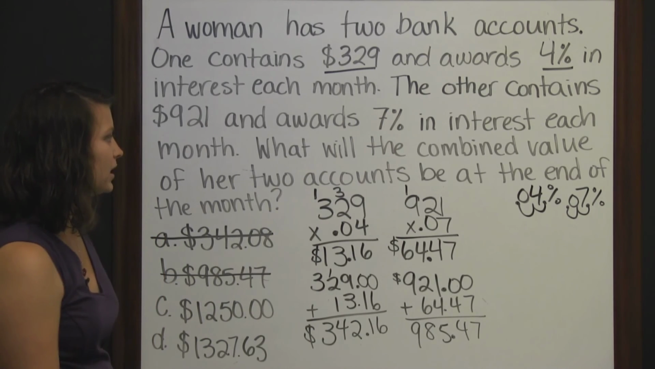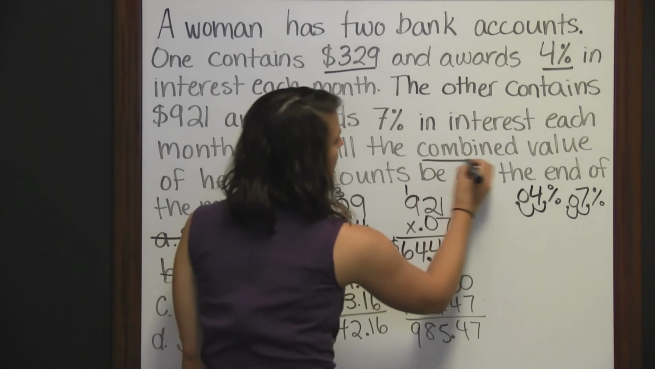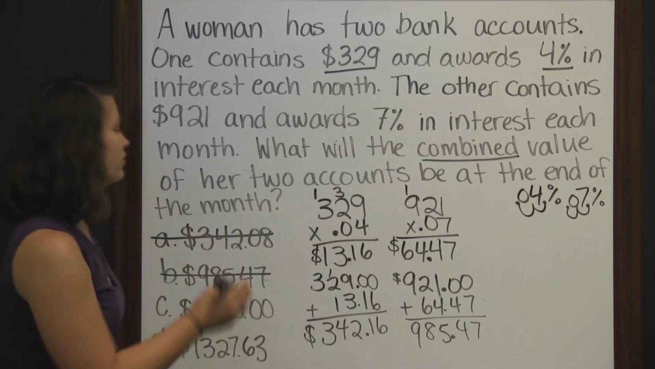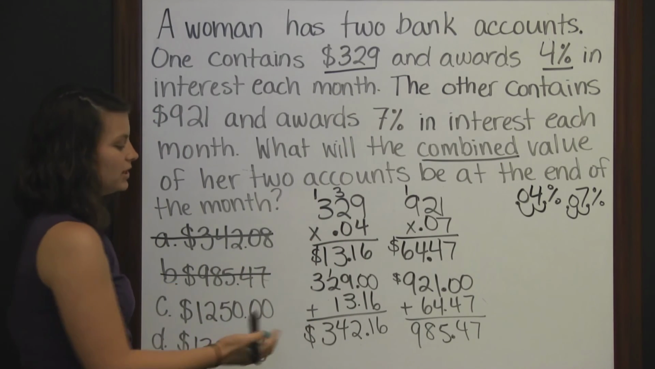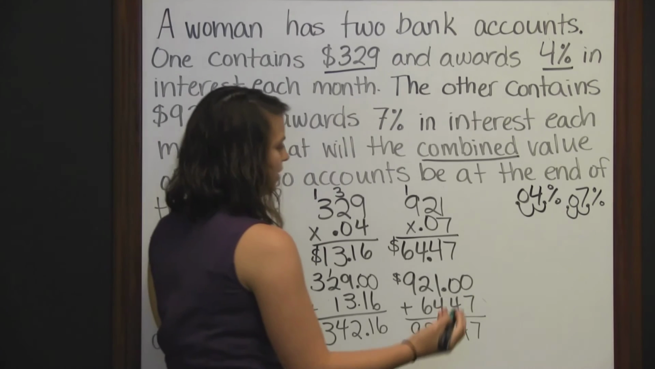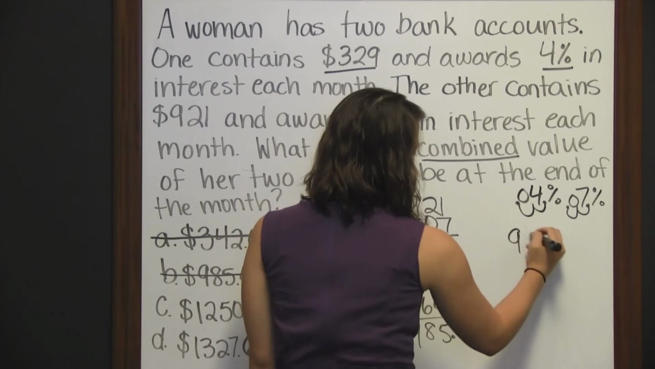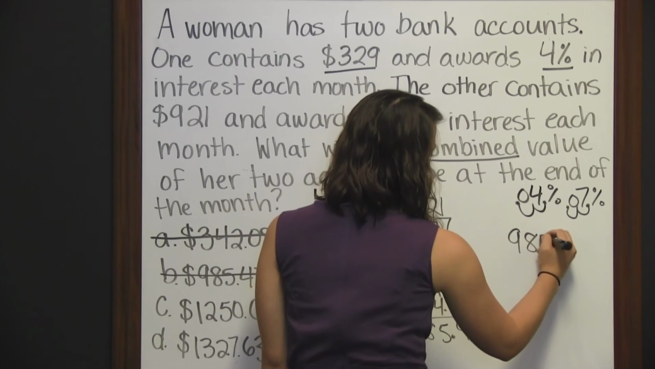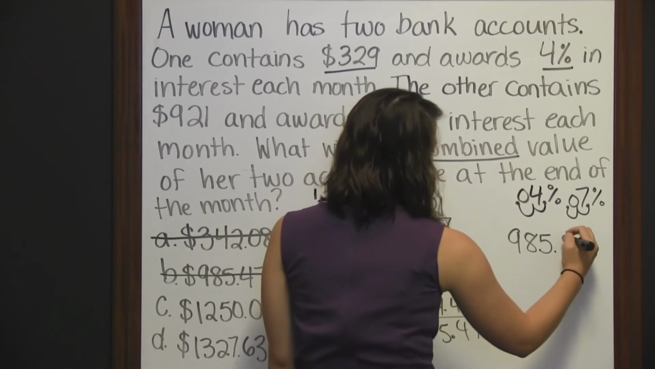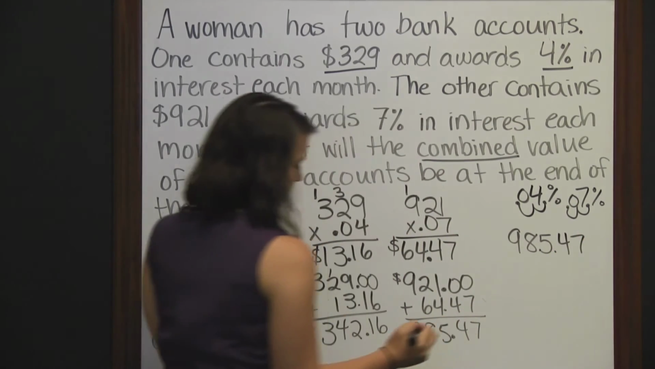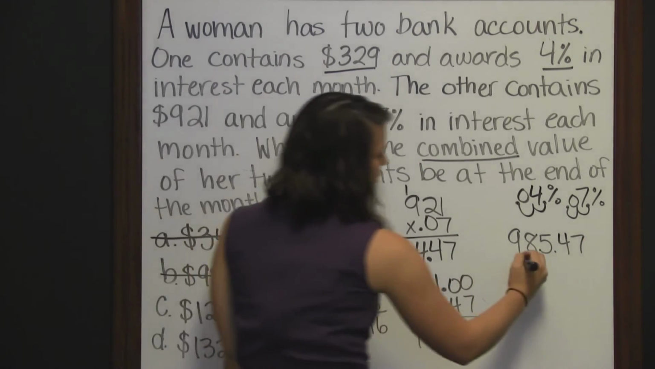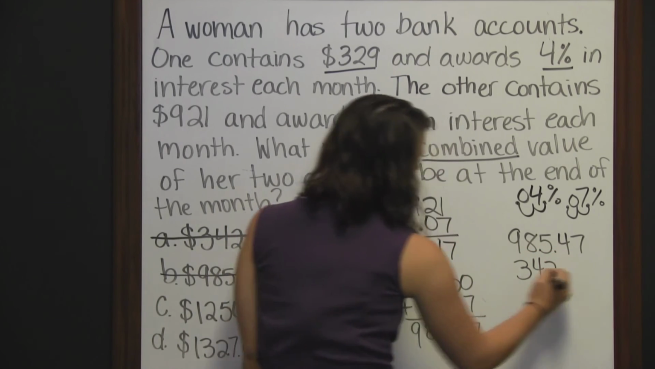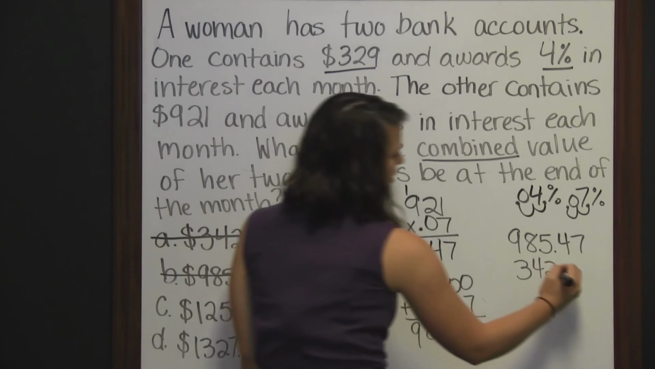$985.47 in it. Now again, we're looking for the combined value of her 2 accounts, which means that we've got to add those 2 accounts together. So we have $985.47, and then we add to that the $342.16.